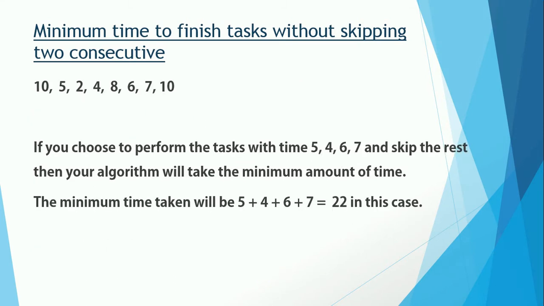From our array, if you choose to perform the tasks with time as 5, 4, 6 and 7 and skip the remaining, then you'll take the minimum amount of time to perform these tasks. The minimum time taken will be 22 in this case, which is the addition of 5, 4, 6 and 7. As I told you earlier, this problem will make you learn a new dynamic programming approach, and the trick to solve it is to design an algorithm which can make a decision between which task to include and which to exclude.